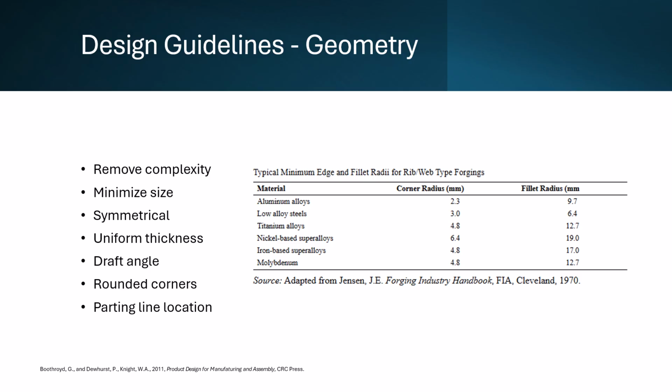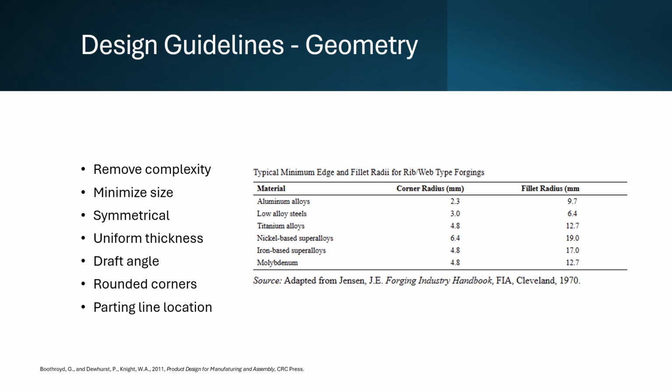Draft angle should be added where possible. This helps with removing the part from the die. If the part sticks to the mold, it can cause tears or deformation. This can also affect the die, as this damage can occur to the die itself and shorten the lifespan of an expensive die.